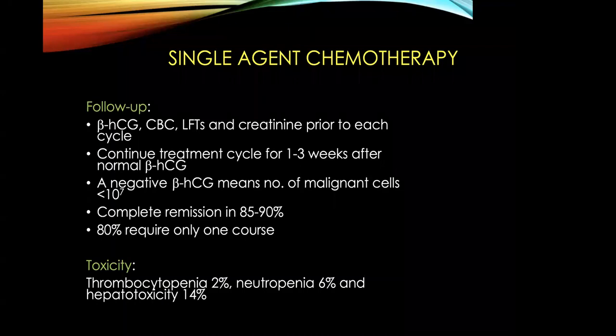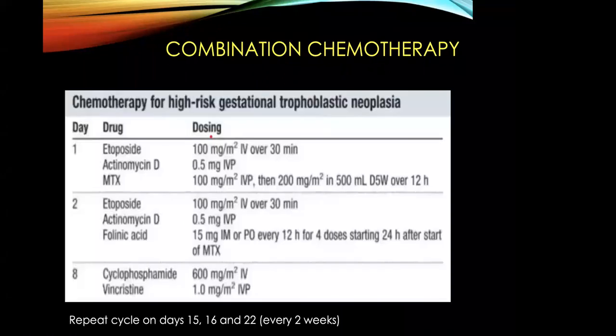The toxicity of these drugs, you have to keep in mind, they cause thrombocytopenia, neutropenia, and hepatotoxicity. So you need to give stem cell therapy. You need to give filgrastim, which can be given after the chemotherapy is over for 4 to 5 days. And that helps to increase further the leukocyte count and will reduce the thrombocytopenia.